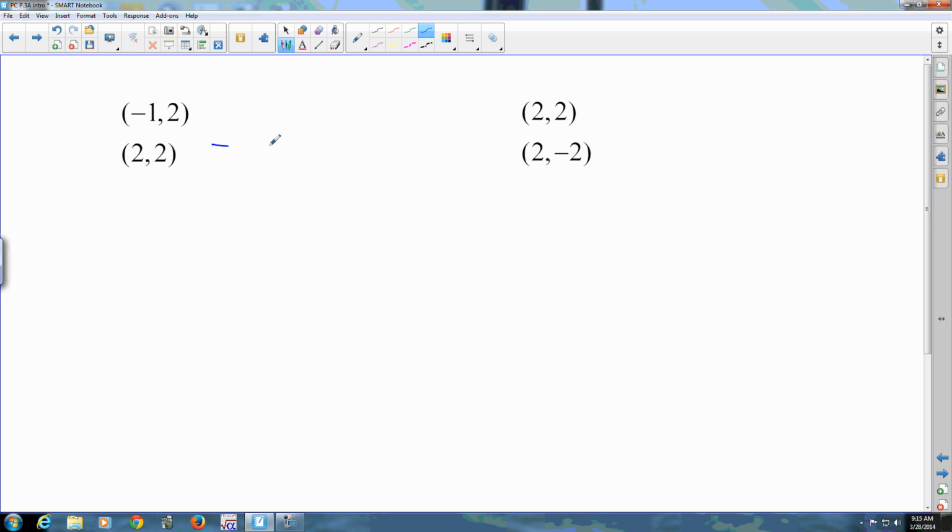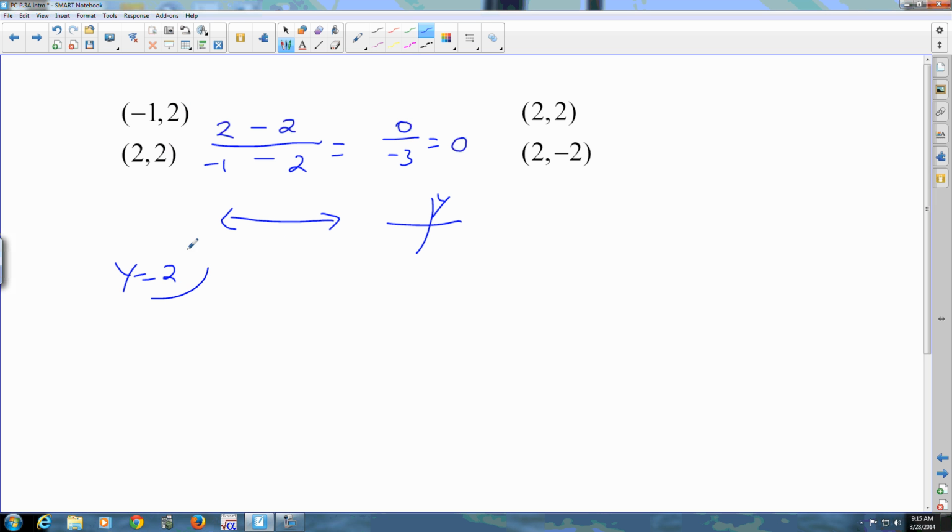Okay, so 2 minus 2 over negative 1 minus 2. Sorry, my 2's all look like different styles. I suppose I could be a little more consistent. 2 minus 2. And so you have 0 over negative 3, which you guys need to recognize is 0. The slope is 0, so that means it's a horizontal line. Horizontal lines only cross the y-axis, so y is equal to 2. And you're done.